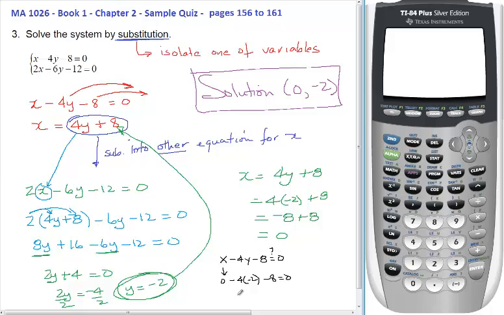Is this going to work? Minus 4 times minus 2 is plus 8. Plus 8 minus 8, look at that, I get 0 equal to 0. Now we check it in the other equation, 2x minus 6y minus 12 equals 0. 2 times 0 minus 6 times negative 2 minus 12 should equal 0. That's 0 plus 12 minus 12, and of course 12 minus 12 is 0. So look at that, both work, so I know my solution is definitely 0, negative 2.